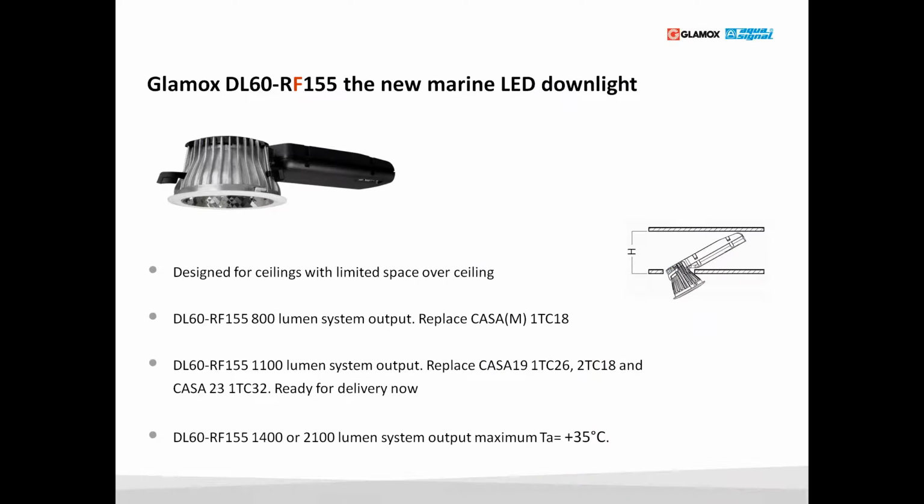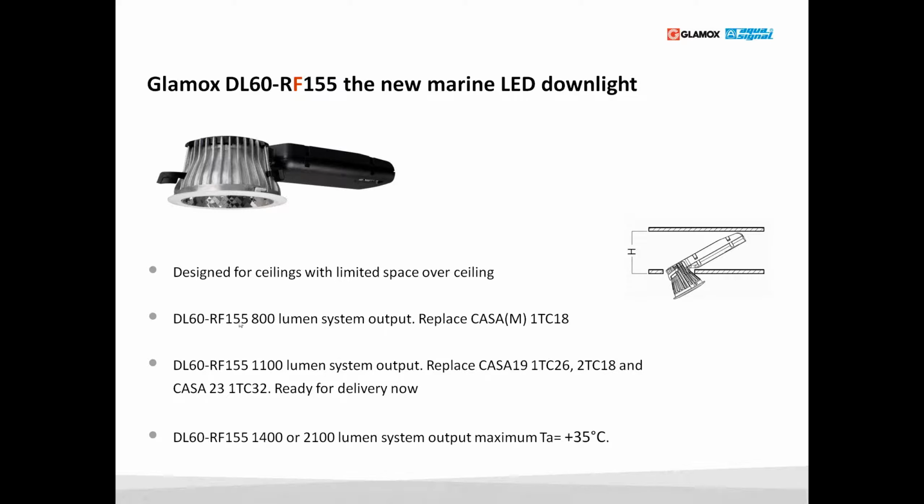The one we are selling very much is the DL60 RF155. That is designed for limited space over the ceiling. That means this distance here. When you put it up, there's not much distance between the ceiling plates and the beams on board the vessels. Especially for the cruise, they have limited space over the ceiling plates. They are trying to reduce the height as much as possible, so they want the downlights to be as flat as possible.